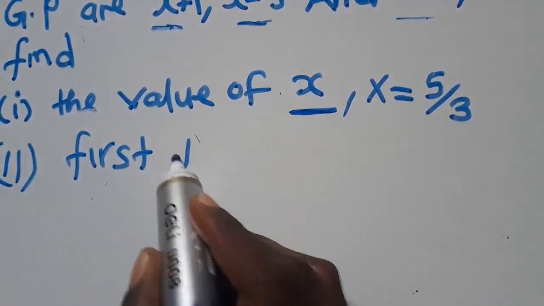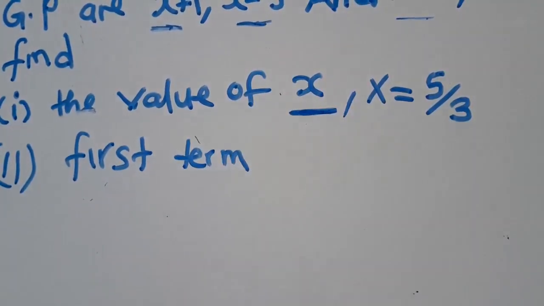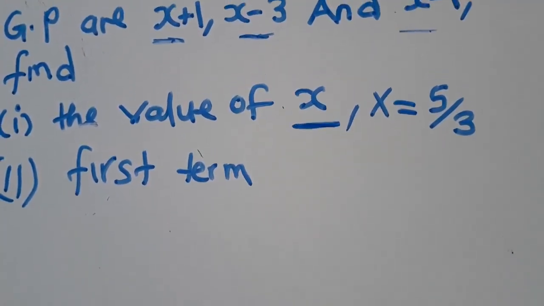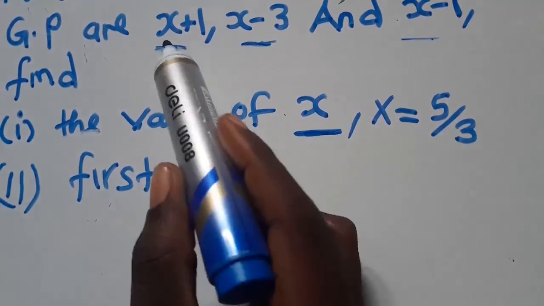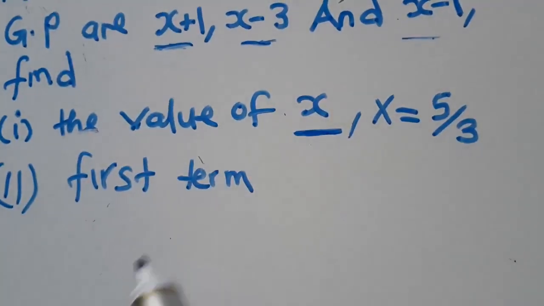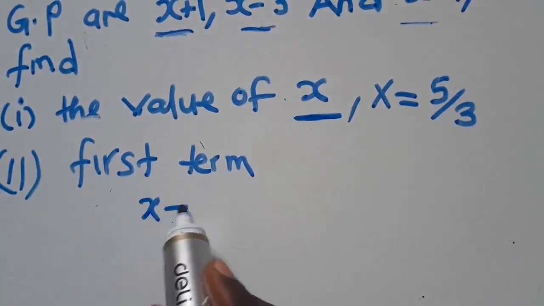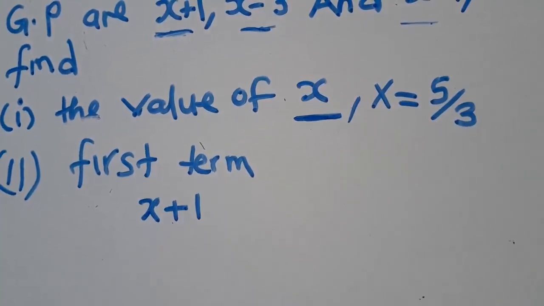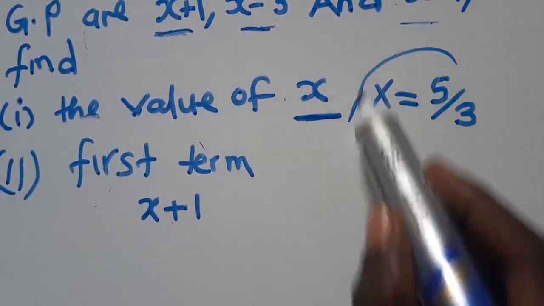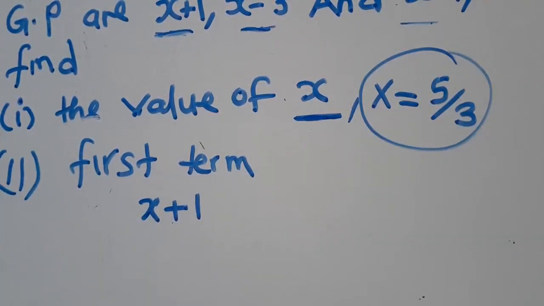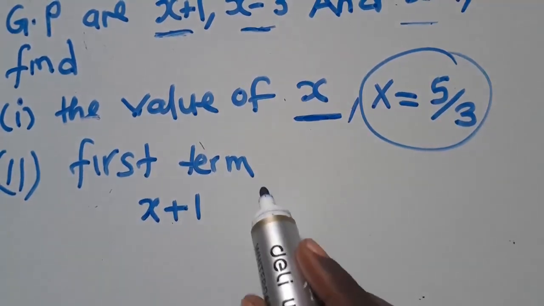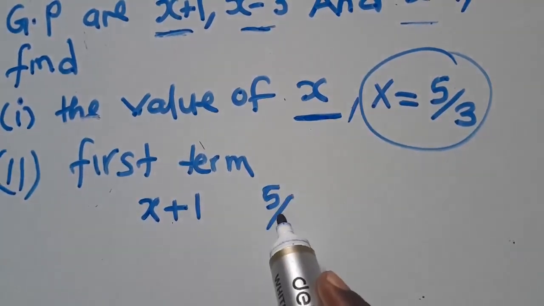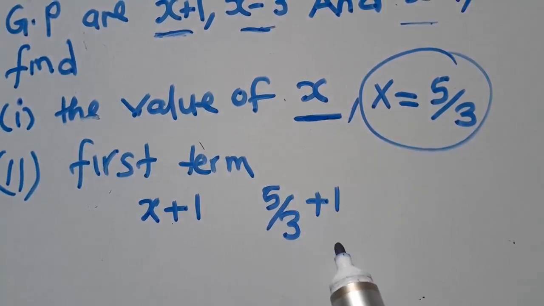Second one, you are taught to find the first term. How can you find the first term? The first term is very simple. You are given that one. This is the first term. The first term is what? X plus 1. Since you know the value of x, where there is x, you put that one. X is 5 over 3 plus 1.